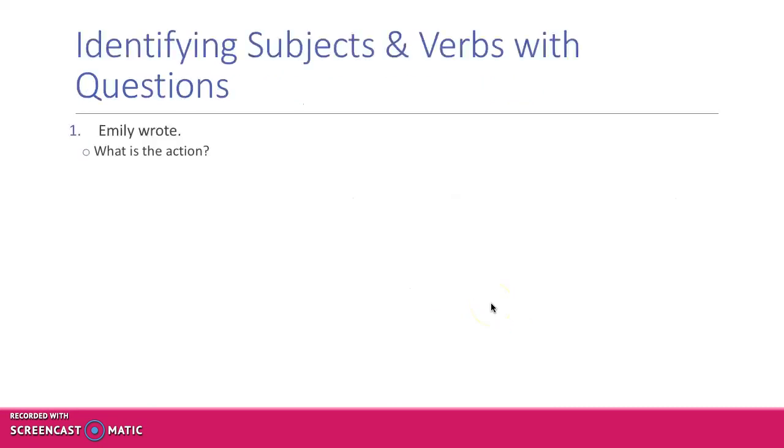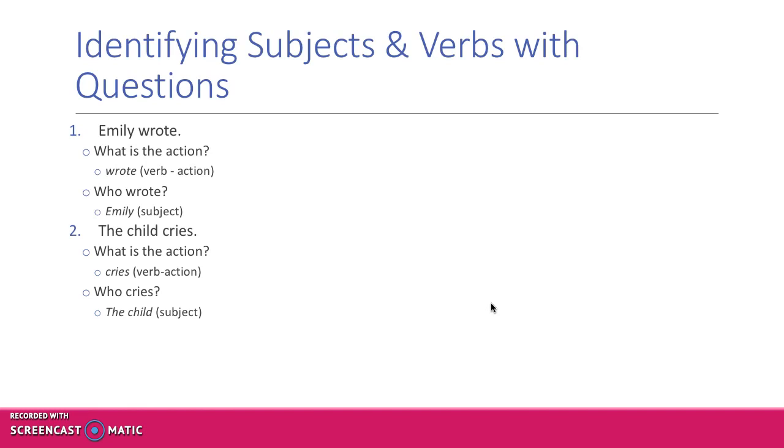Here are some examples. Emily wrote. What is the action? Wrote, and that's the verb. Who wrote? Emily, that's the subject. The child cries. So what is the action? Cries. Cries is the verb. Who cries? The child. Child is the subject.